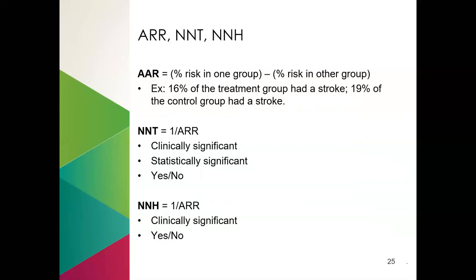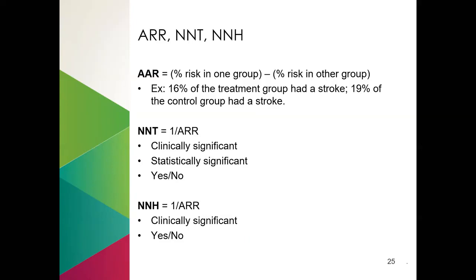So you just use the higher one first and then interpret it accordingly. So for example, if 16% of the treatment group had a stroke and 19% of the control group had a stroke, you would subtract 16 from 19 and get a 3% absolute risk reduction.